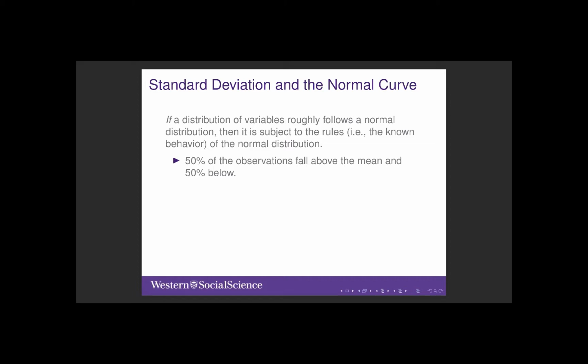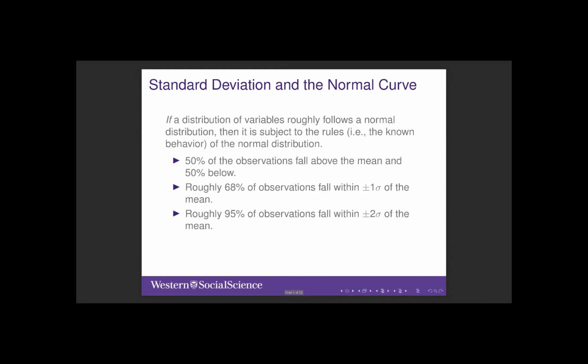50% of the normal distribution falls below the mean and 50% above. We know this because the distribution is symmetric. Roughly 68% of the values under the normal distribution fall within one standard deviation of the mean. Roughly 95% of values fall within two standard deviations of the mean. And roughly 99.75% of values fall within three standard deviations of the mean. So under the standard normal distribution, there are relatively few observations that fall outside the range, plus or minus 3.